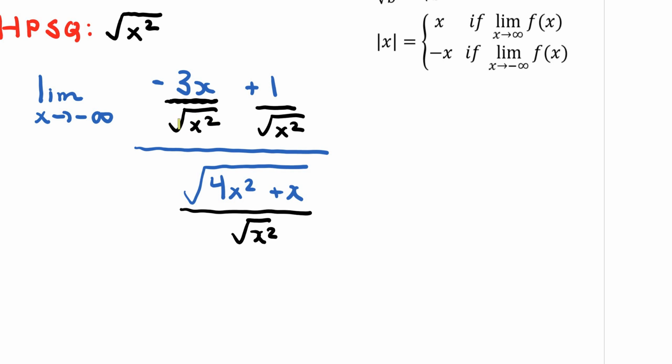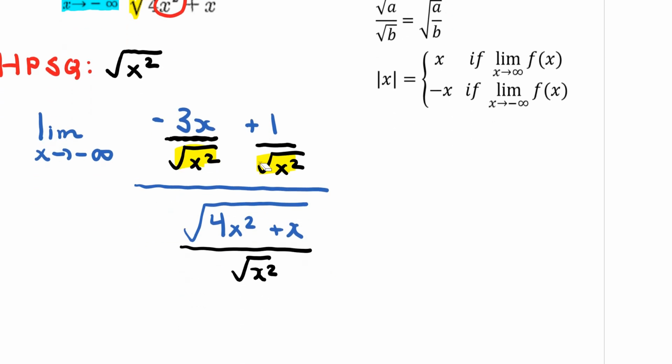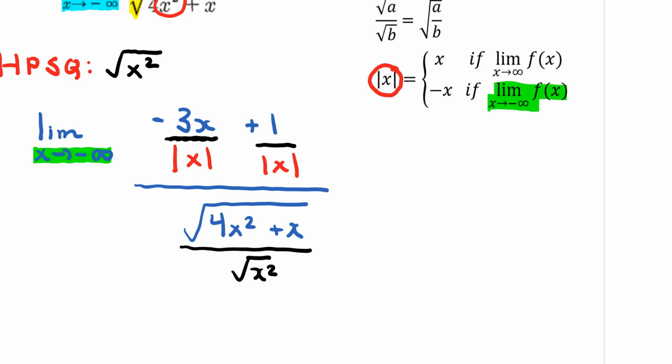Okay, let's deal with this part right here. So what is the square root of x squared equal to? If I go back to my cheat sheet here, the square root of x squared is equal to the absolute value of x, right? So let's erase this and this, and now we have the absolute value of x, right? And then what does the absolute value of x equal to? Well, here's the absolute value of x, and in this particular problem we're going to negative infinity, right? So if I'm going to negative infinity, all the absolute values of x get replaced with negative x, and this is going to help me solve the problem. So I need a negative x there and a negative x there.